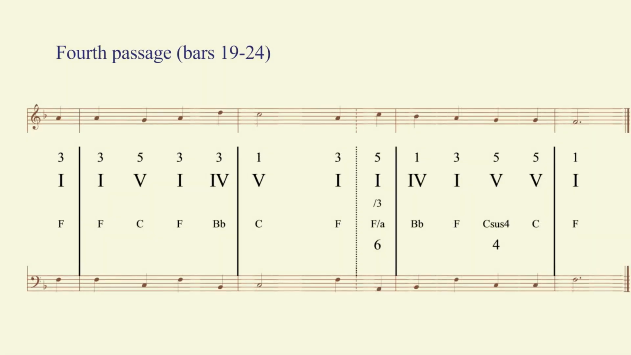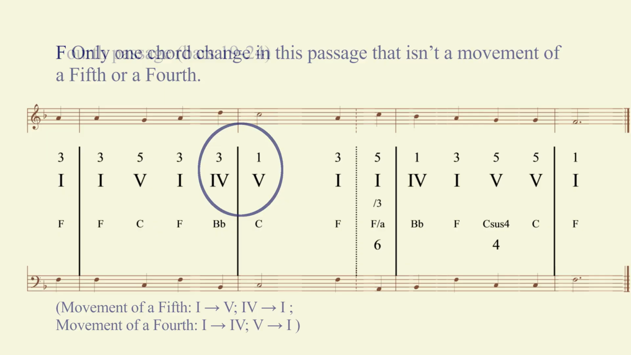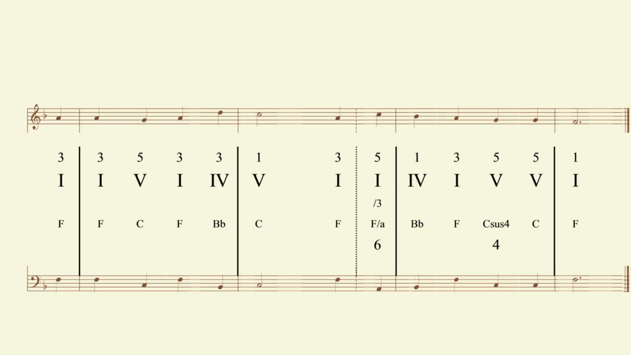So in the fourth passage, which is the last 2-phrase passage, the essence of this whole hymn tune is its beautiful melody. The way it is harmonized here has a lot of movement. Apart from one movement from 4 to 5, every chord movement is to or from the tonic to the 5th or 4th, the strong movements of the 5th that we discussed.